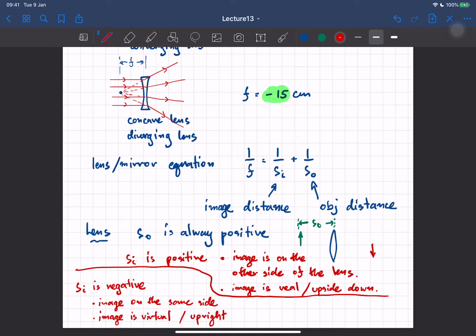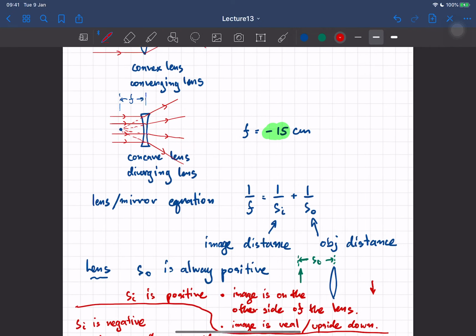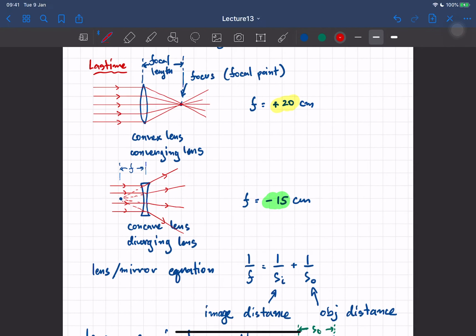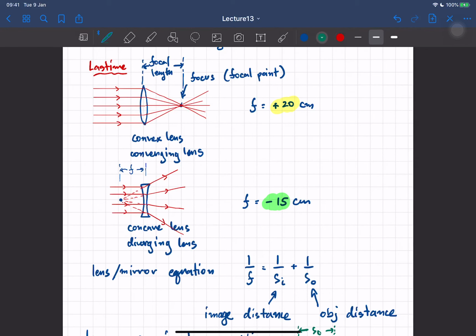One thing I'm going to say right away is that the physics of curved mirrors is going to be almost exactly the same as the physics of lenses that we talked about in the last lecture. So I'm going to write it here. The physics of a convex lens, or converging lens, is going to be the same as a concave mirror.